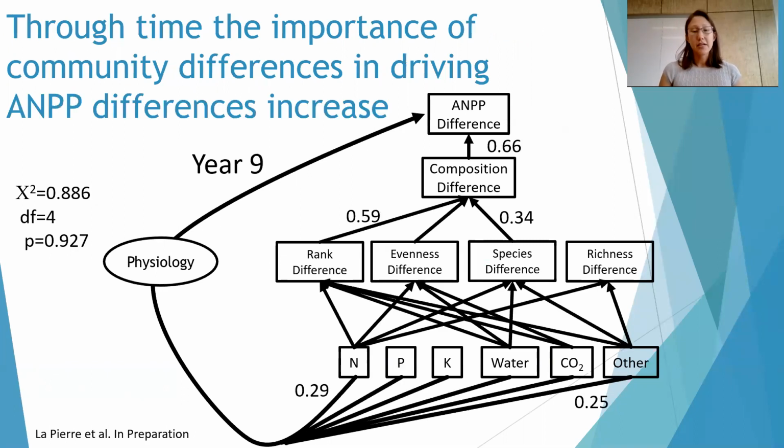But then through time, so this is showing year 9, we see that changes in the plant community start to become really important as well. So in addition to the direct physiological response of these global change drivers, we see all of our various community factors like reordering, evenness differences, species gains and losses, and richness, combining to affect the community composition of the plants and feed back again to affect productivity.